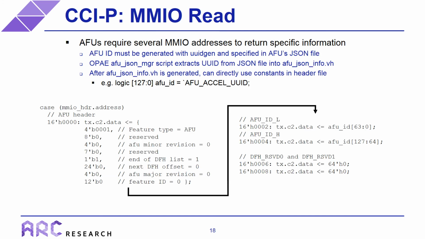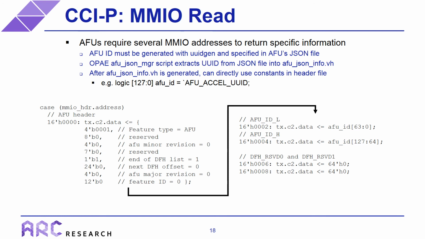So one thing you need to be very careful with is every AFU has to be able to respond to MMIO reads for specific addresses. And those addresses basically provide information about the specific AFU. So you see on the slide on the left, at address 0, there's information that just specifies characteristics of the AFU. So you can most likely just copy and paste that across all the AFUs that you implement.